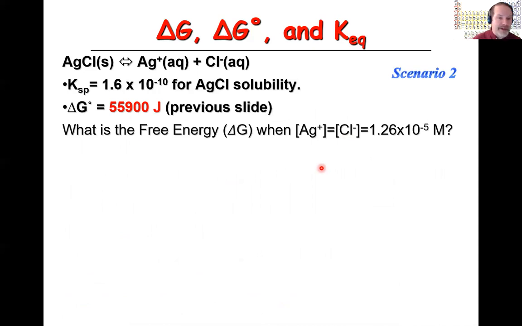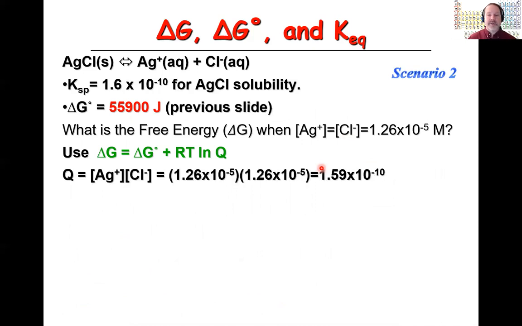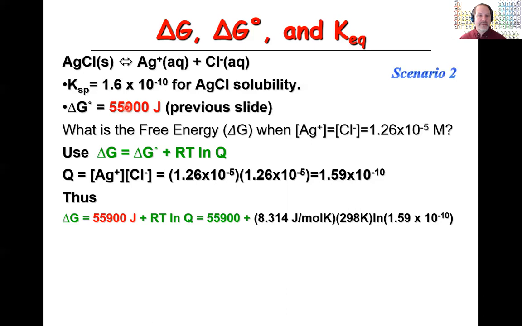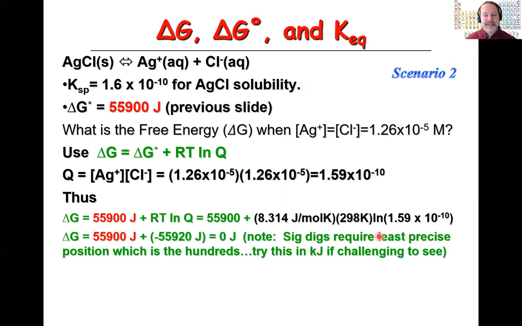Well, we go grab our equation for delta G at non-standard conditions. Let's recalculate Q. So that's what's going to change here. So we calculate the Q by plugging in our two concentrations, and we get 1.59 times 10 to the minus 10. Plug this into our Gibbs free energy at non-standard conditions. So here's our delta G naught numbers, RT ln of Q, RT, and here's ln, and then here's Q. Plug these in your calculator, and turns out that we get 0 joules.